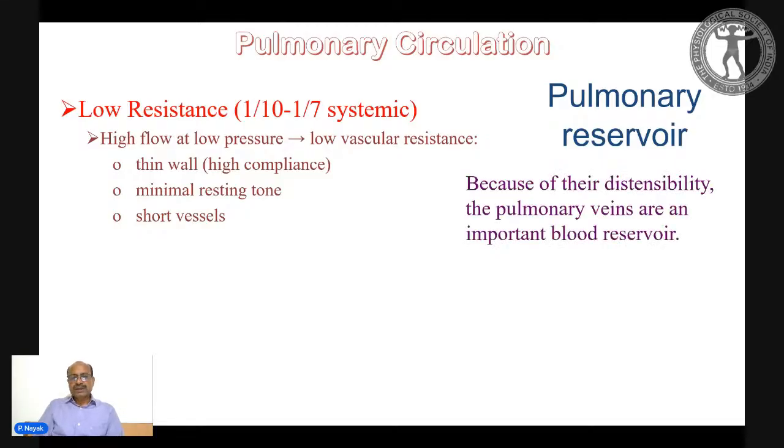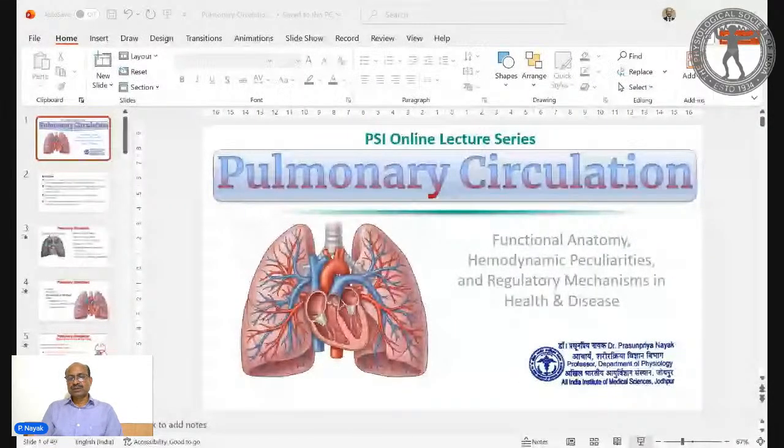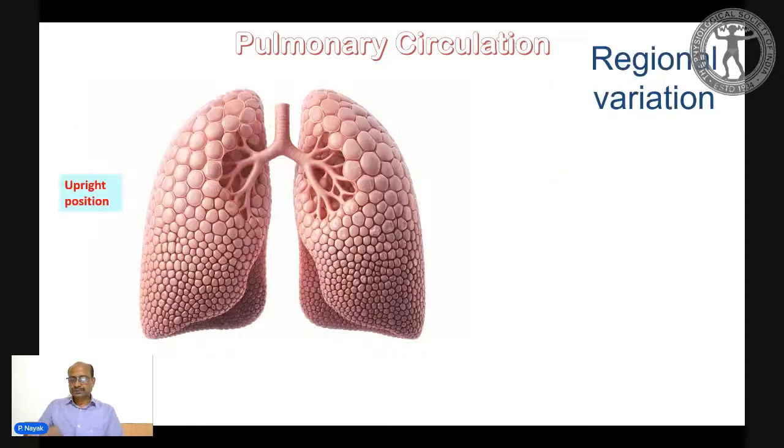Because of their distensibility, the pulmonary veins are an important reservoir. When a normal individual lies down, the pulmonary blood volume increases up to 400 milliliters. And when the person stands up, the blood is discharged into the general circulation. This causes a decrease in vital capacity in the supine position. Sometimes we ask this question with spirometry, why vital capacity is decreased in supine position, or it is the cause for orthopnea in heart failure.